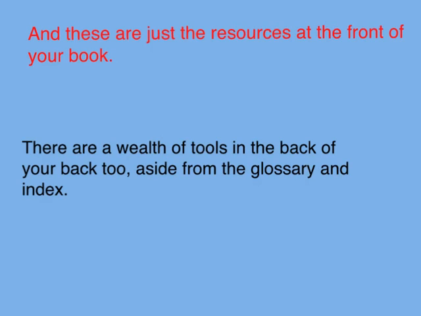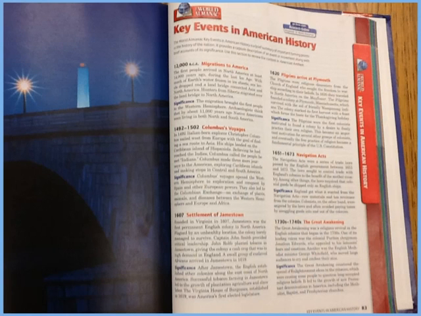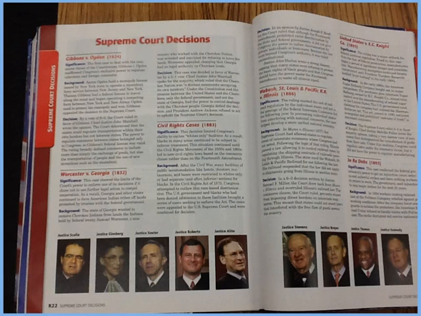And guys, these are just the resources at the front of your book. There are a wealth of tools in the back of your book too, aside from the glossary and index we looked at earlier. You can find quick summaries of major events in history as well. We've got the Great Awakening, the American Revolution, and a variety of others, and you can just get a quick synopsis. I might ask you a quick question of what was this event? What's the significance? That's laid out for you in a variety of events in the back of the book.